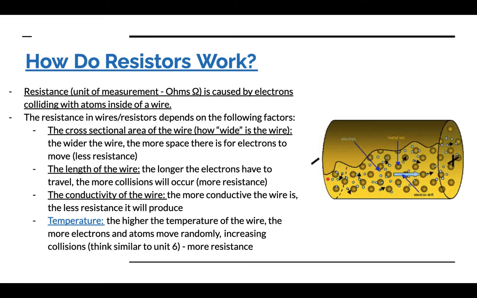So that is an example of all the factors at play for how resistors work. A little bit more on the microscopic scale when we're considering collisions between atoms and electrons. And it's these collisions that result in heat being produced as the kinetic energy of the electron is transformed into thermal energy during the collision.